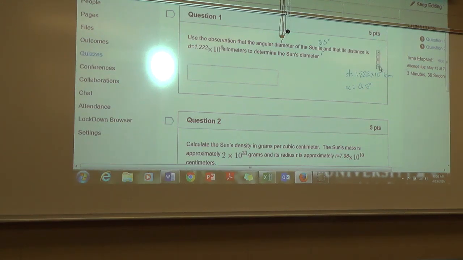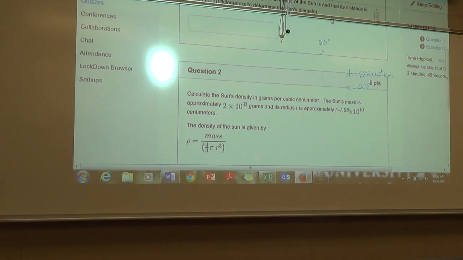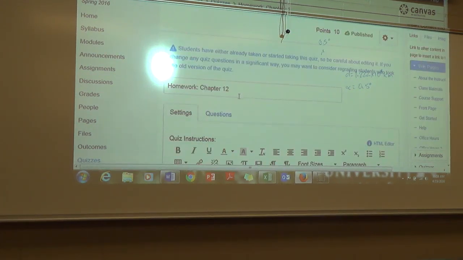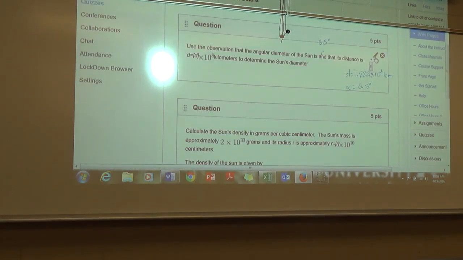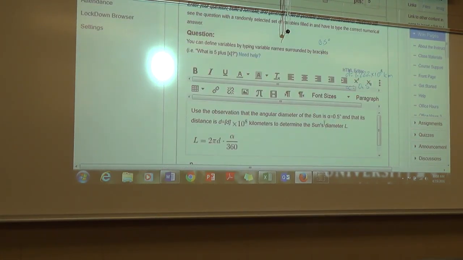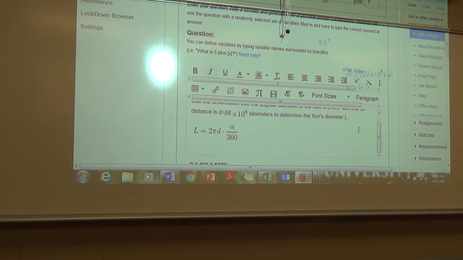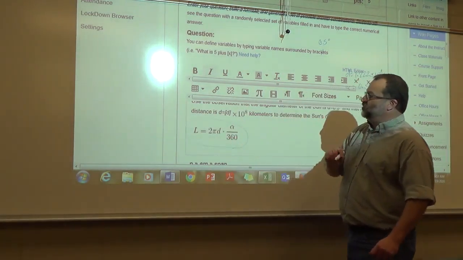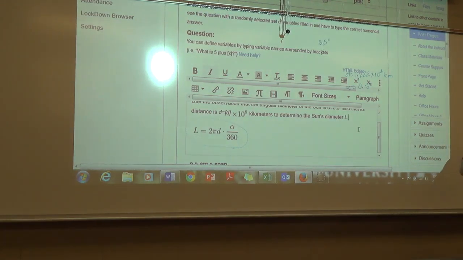The formula we have, like the distance is, really? All right. What's up with this problem? This is the formula, right? Here's the formula right here. L is 2 pi d alpha over 360. All right?